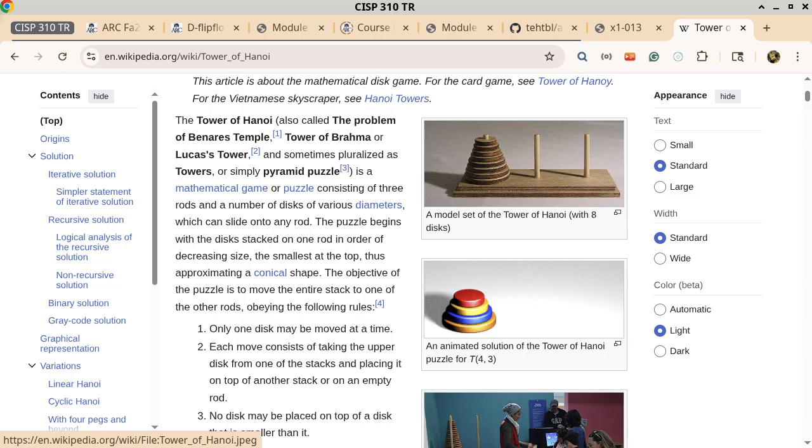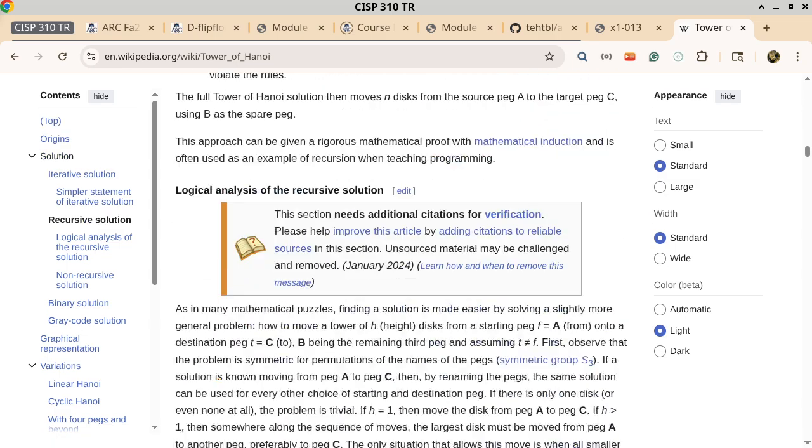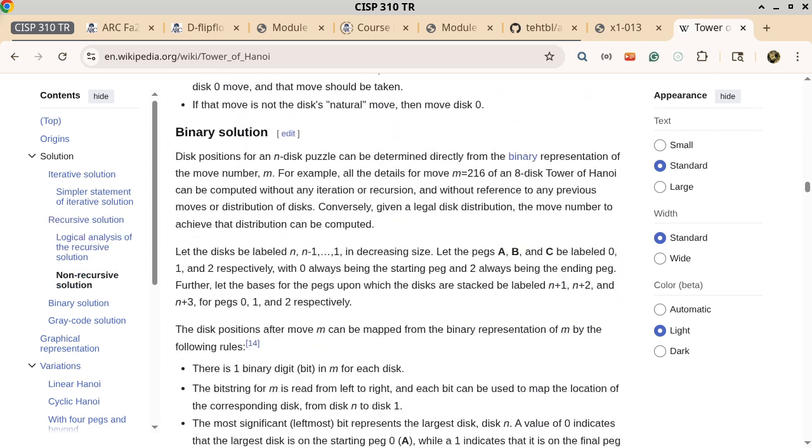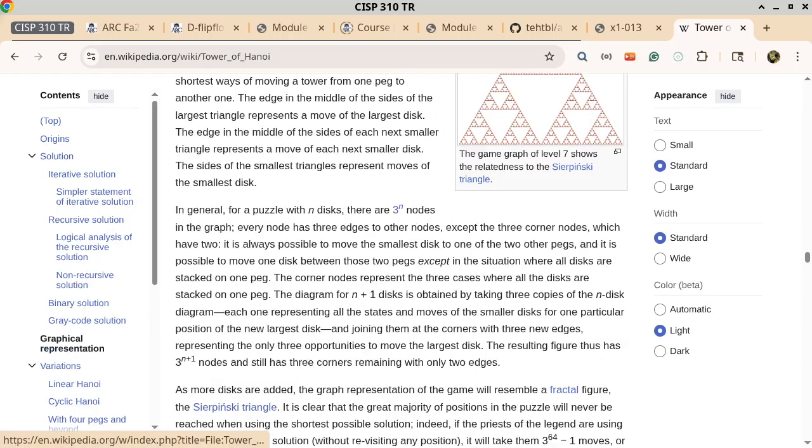So the solution is actually in Wikipedia too. It's not really a complicated solution. So let me see if I can get all the way to the solution, the pseudocode.